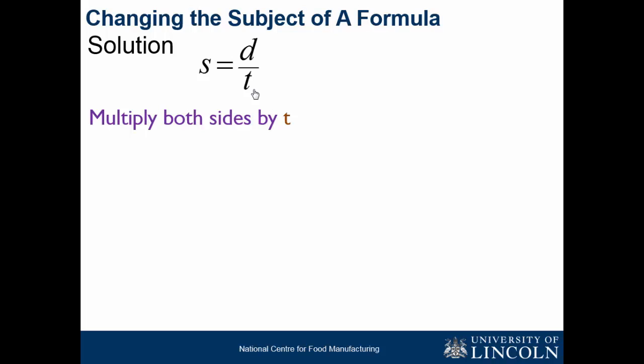So the very first thing we want to do is multiply both sides by t. If you multiply both sides by t, don't forget, whatever we do to the right hand side, we do to the left hand side. Now look at something that has happened here. Because we want to make t the subject of the formula, we've multiplied both sides by t. So this is x multiplied by t, and d over t is here, multiplied by t.